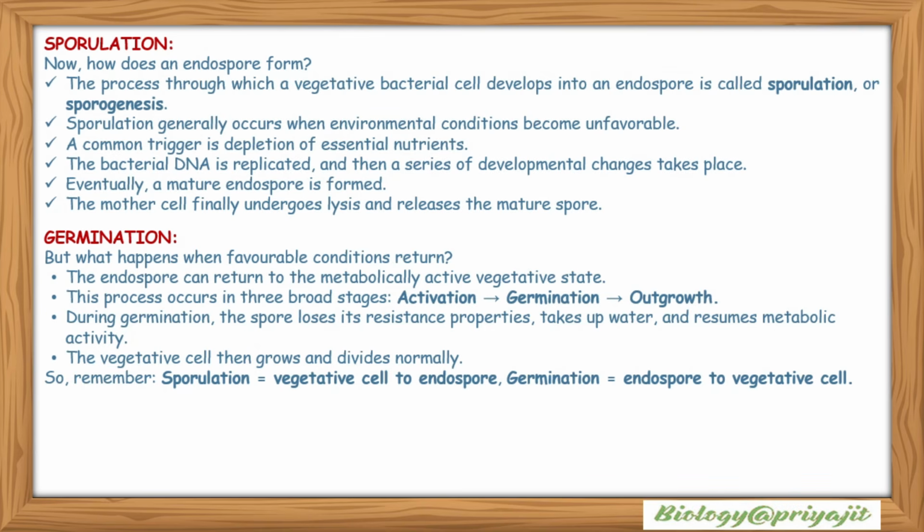Sporulation. Now, how does an endospore form? The process through which a vegetative bacterial cell develops into an endospore is called sporulation or sporogenesis, which generally occurs when environmental conditions become unfavorable. A common trigger is depletion of essential nutrients.